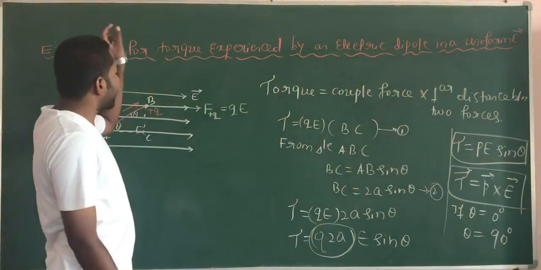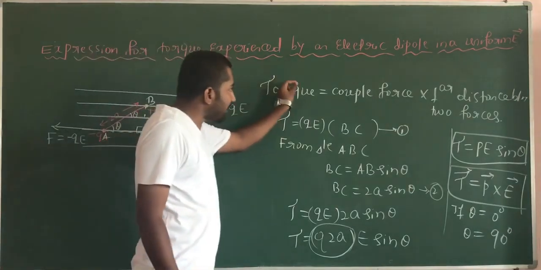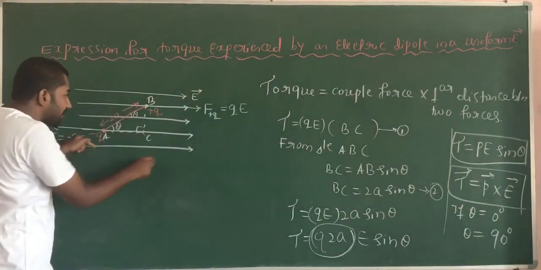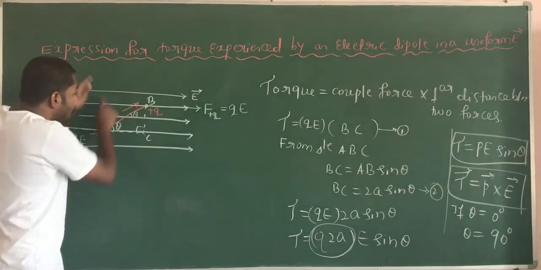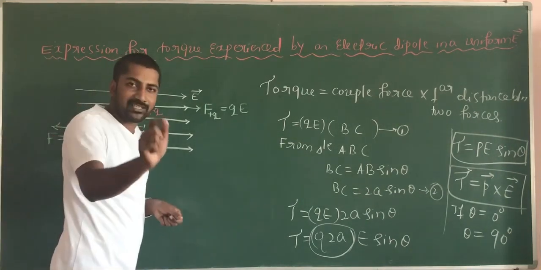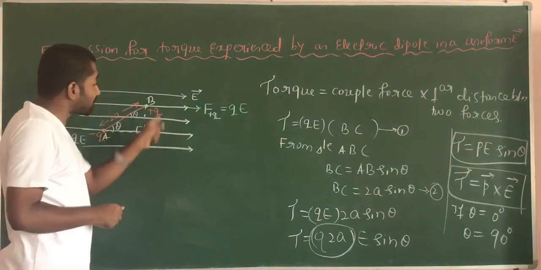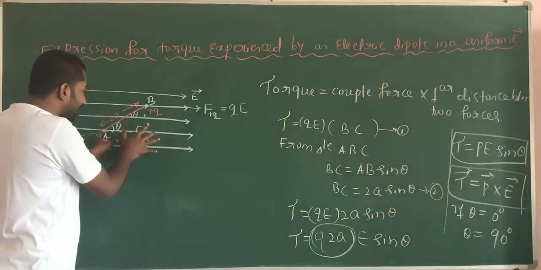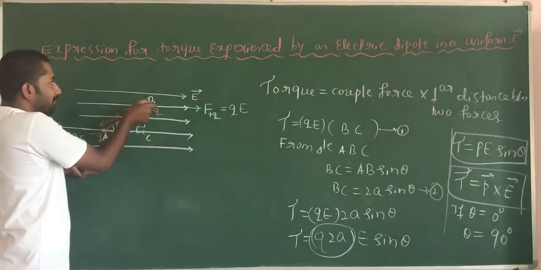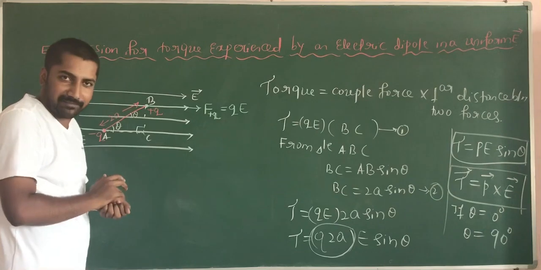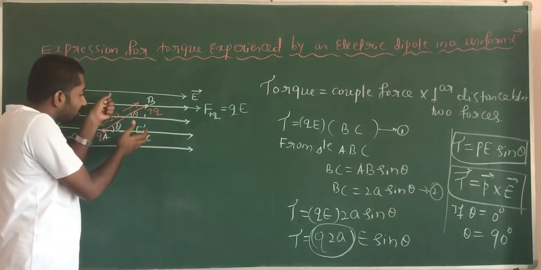This is the expression for torque experienced by an electric dipole in a uniform electric field. This is the region of uniform electric field. Throughout this region, the electric field is constant. This is the external electric field. In this external electric field, now I place an electric dipole. When the electric dipole is placed in the region of electric field, it experiences a certain torque.